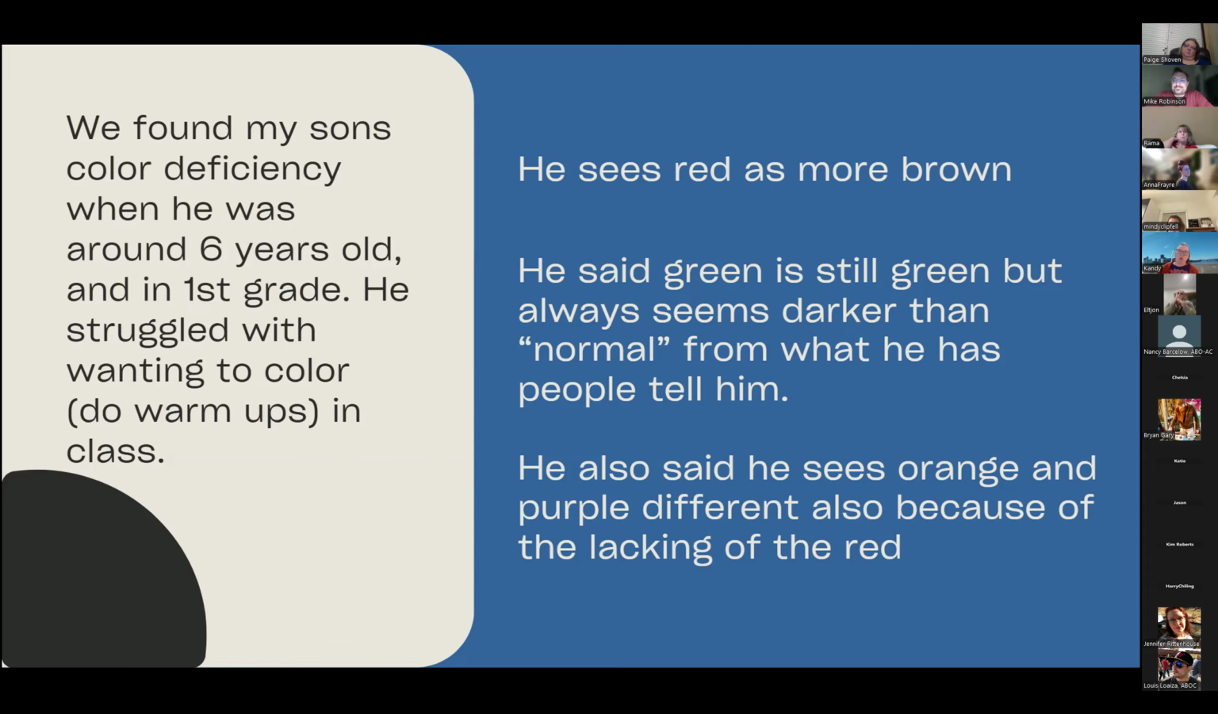He also said that orange is weird and purple is weird, based on what his friends tell him verbally what the color looks like, because of the lack of red. I never even thought of that. I never thought about colors that are mixed with red being an issue because he has a hard time seeing the red. So it's really not primarily red and green. It's red and everything that it touches and is involved with. I thought that was a pretty cool conversation.